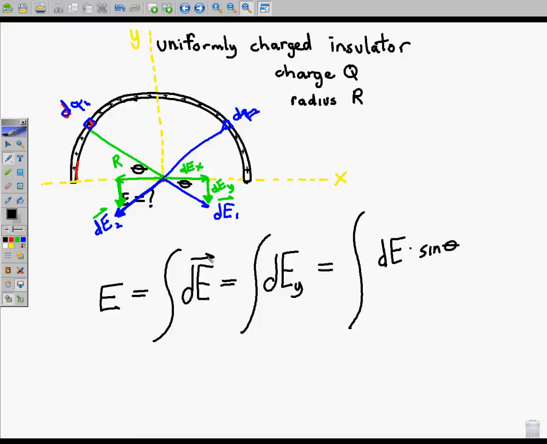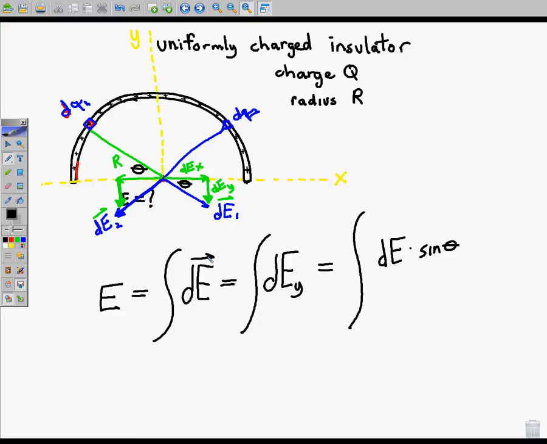So this is huge, people. This is a big trick that we're going to use time and time again as we go through the course. We need to realize, due to symmetry here, we're not just going to sum up all the dEs. We're just going to need all the Y components. But what are the Y components? Well, they're the total electric field strength times sine theta. So with that said, we begin.